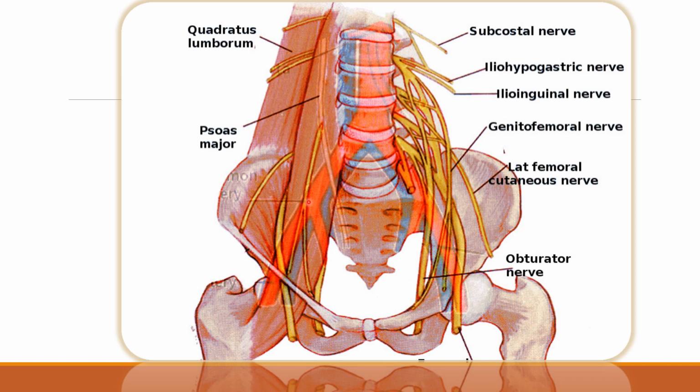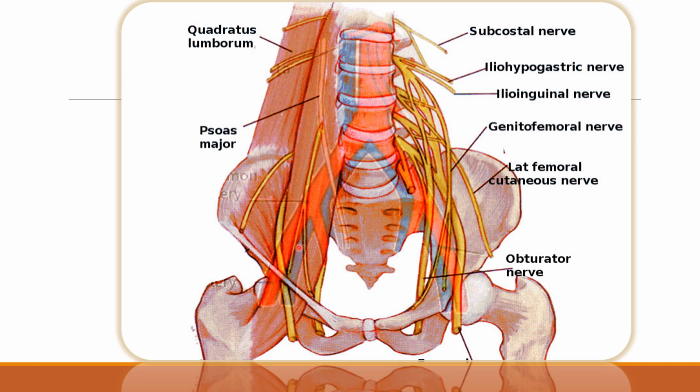This genital branch lies in front of the external iliac artery and supplies the cremaster muscle and the skin of the scrotum in the case of a male. In the case of a female, it supplies the round ligament of the uterus and the skin of the mons pubis and labium majus.